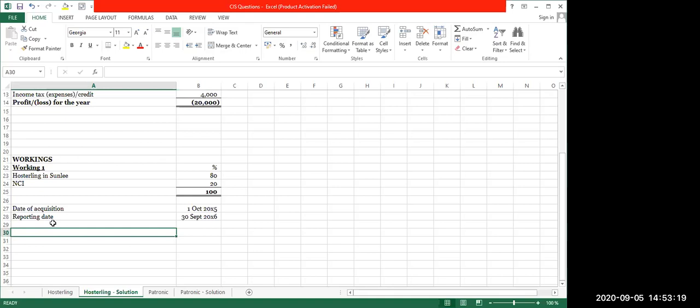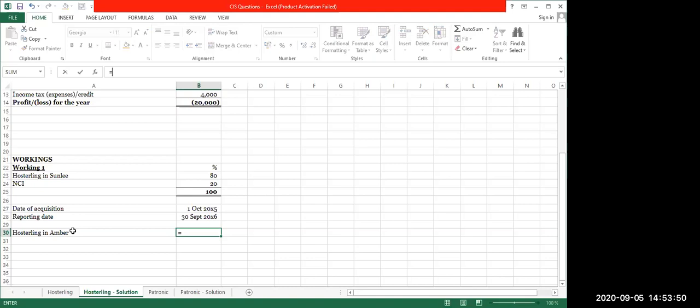We move to the second investment. If you recall in the question, Hosterling also acquired a stake in another company referred to as Amber. According to that question, Hosterling acquired 6 million shares in Amber, and the total number of shares in Amber is 15 million. So that means 6 million divided by 15 million gives us 40%.